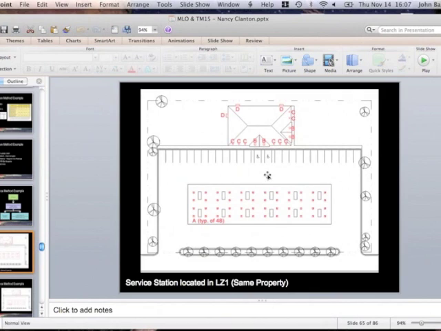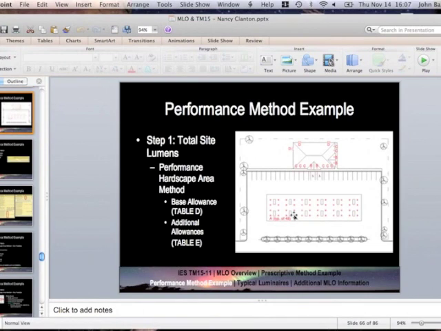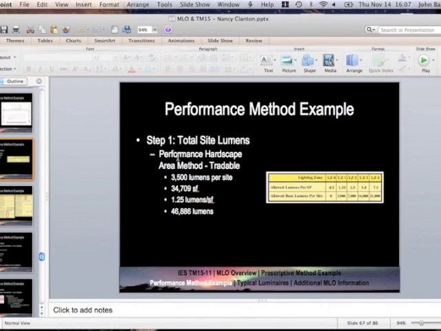So when we go into this particular one, we can see it's our same site. We're looking at everything exactly the same, and we've got the performance method. We'll first look at the total site lumens. Again, very similar to the prescriptive method. And then if we need additional allowances, we can do those. With its total site lumens per square foot, we're in lighting zone 1, so we're at that 1.25. And in the performance, we get that extra initial lumens just as a little increase to begin with.